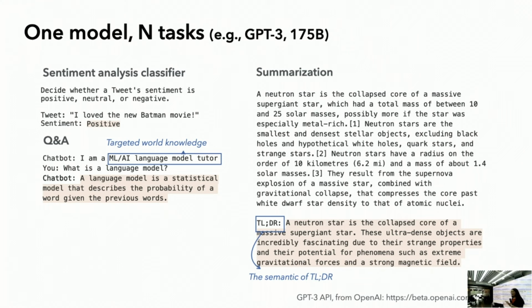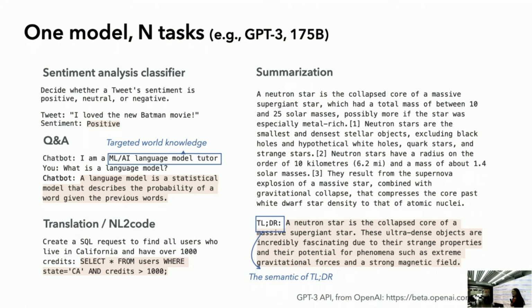So this is one model, N tasks. No need to build separate models. You can just use prompting to query this type of model. Even for translation or natural language to code, you can just say something like, write a SQL request to find all users who live in California and have over 1,000 credits. And then it will give you this kind of SQL command. So all the orange parts are generated through prompting from models like GPT-3 here.